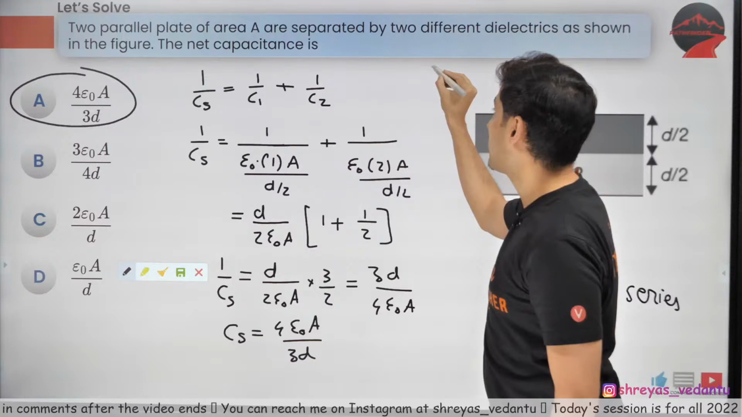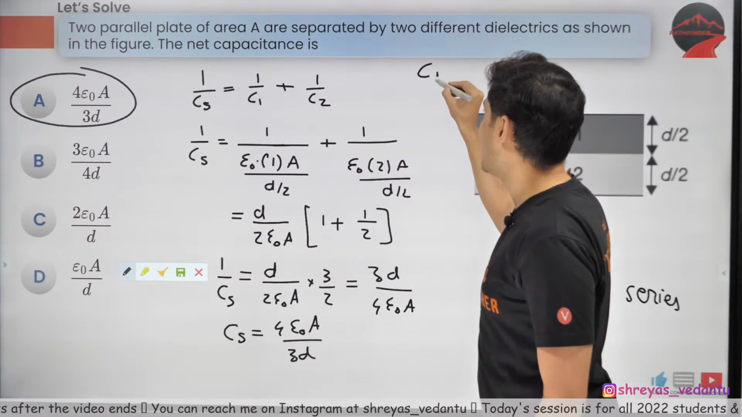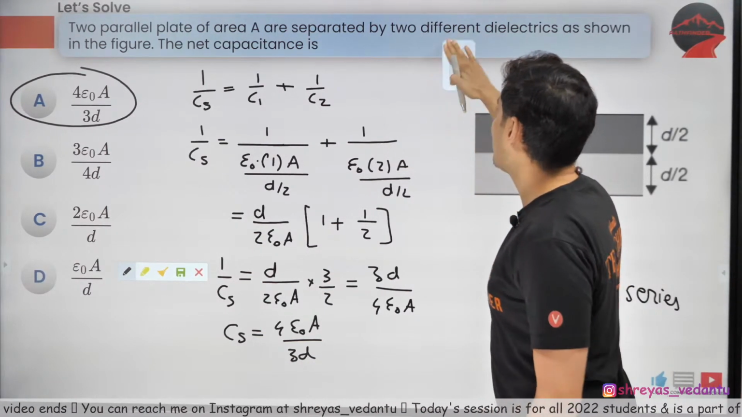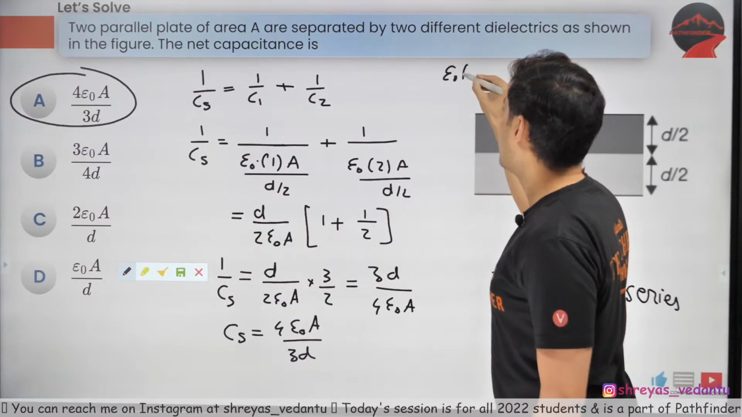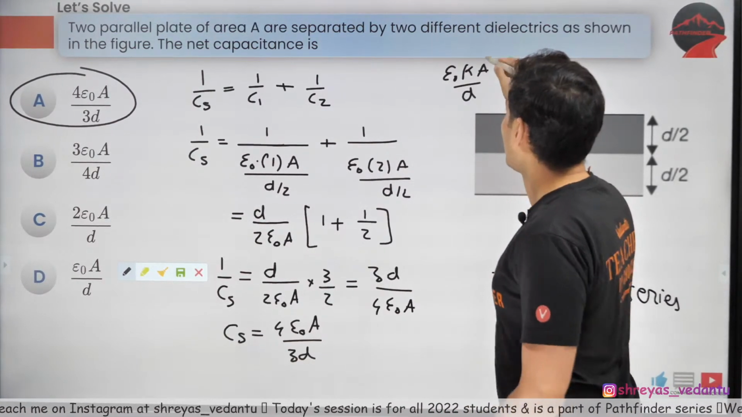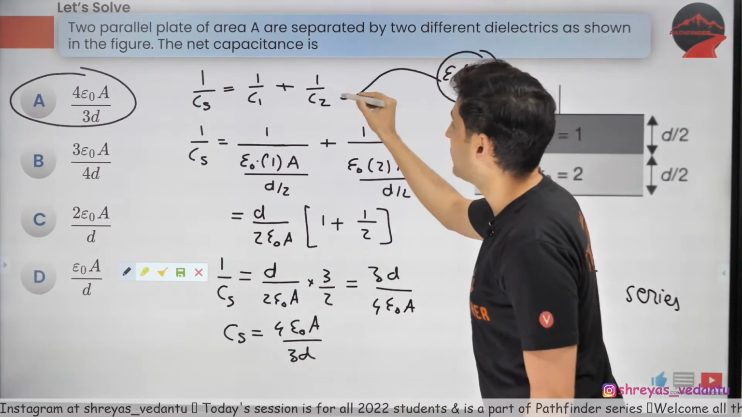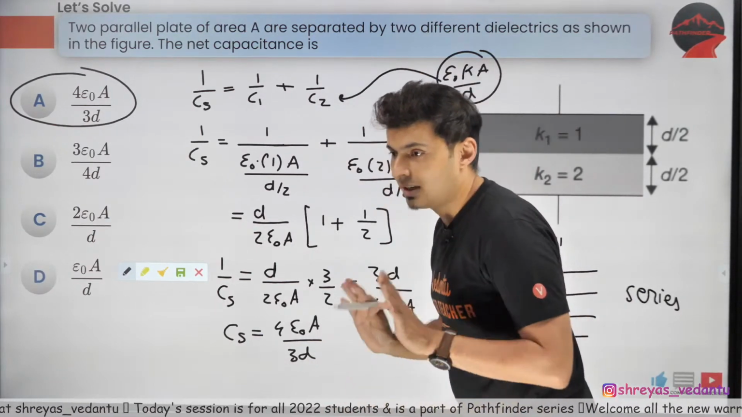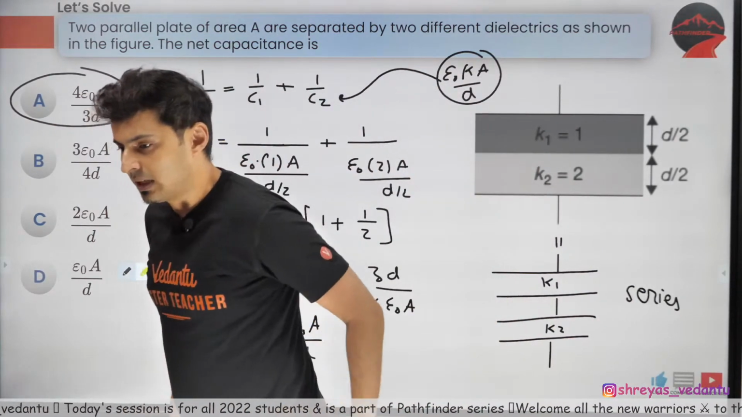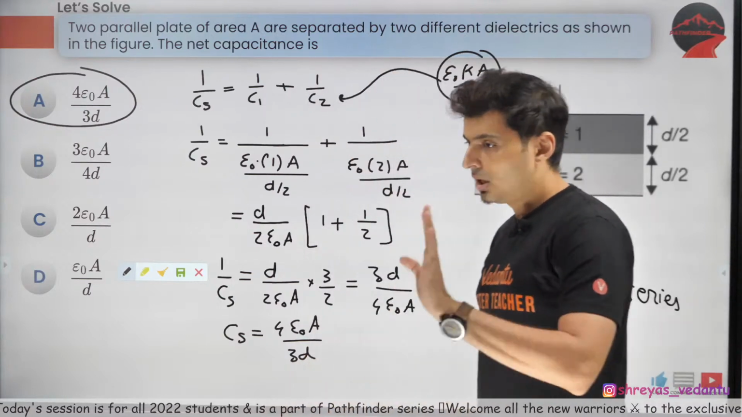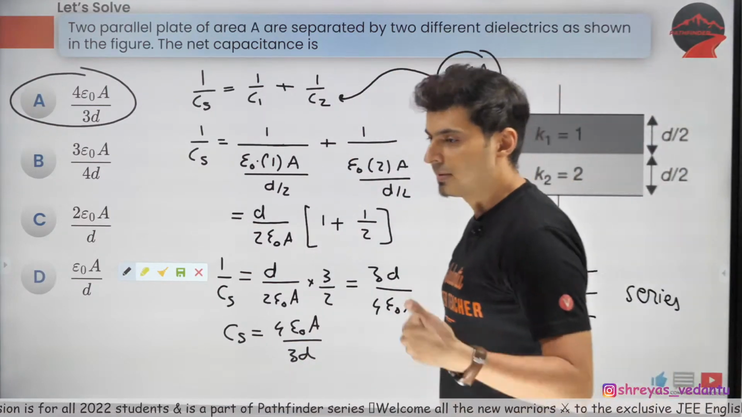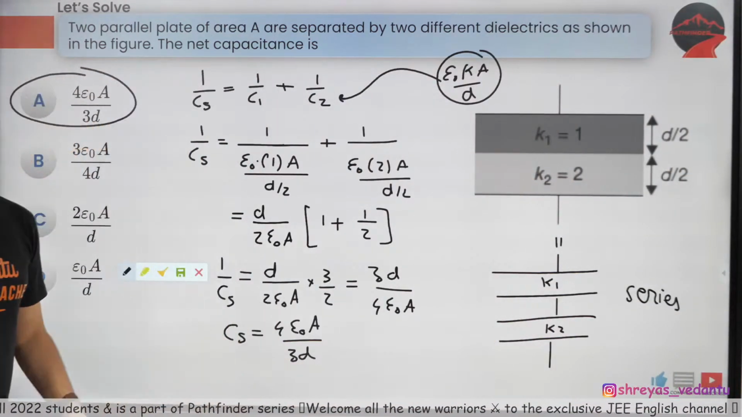For a parallel plate capacitor, what is the capacitance? It is nothing but epsilon naught K A by D. So I just substituted this formula over here. Is that okay? Fine, Mangesh Kumar. No need to repeat. Okay, cool. Let's get moving.